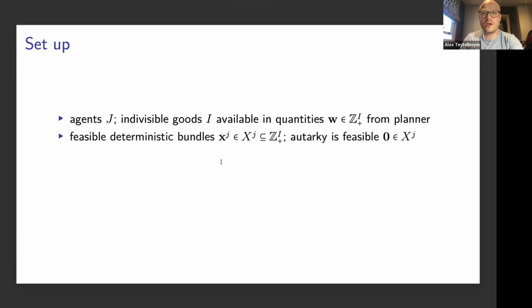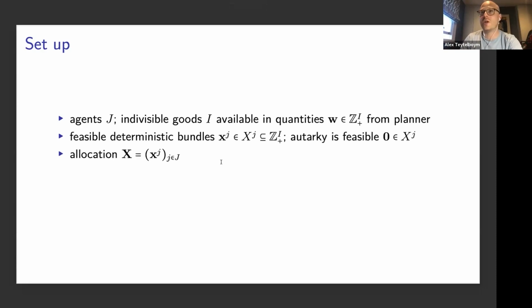Again, same terminology for deterministic bundles. I'm going to differentiate between things that are deterministic and things that are lotteries. And anything that's a lottery is going to have a tilde, okay? So you can be sure that if it doesn't have a tilde, it's exactly the same notation as Ravi used and as I used. So bundles are just going to be X, and I will assume, as I did before, that autarky is going to be feasible, okay? You don't have to consume anything, and that's perfectly fine.